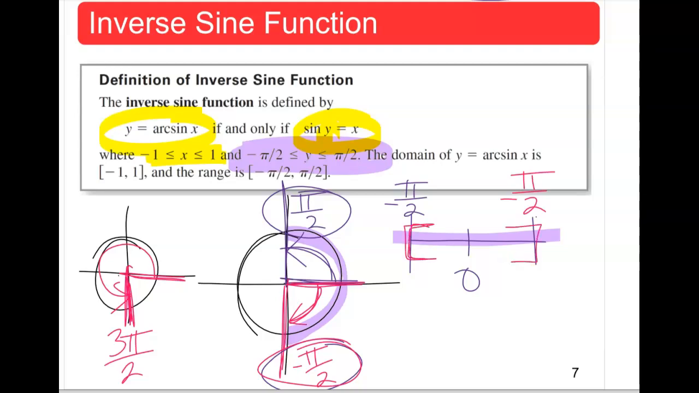Always, always, always. So if your question on WebAssign is asking for a positive answer and you get a negative one, then you might have to use the concept of coterminal angles.